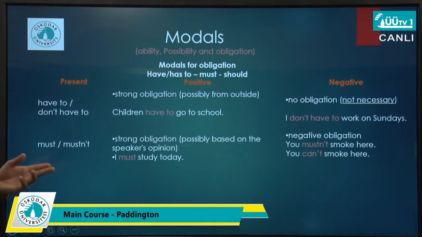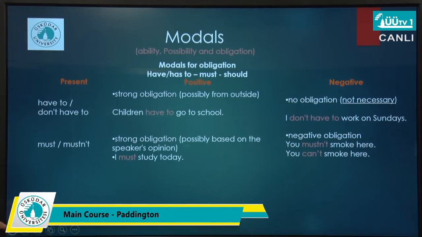And for mustn't, it is totally different. The same pressure that we had for must in positive happens in mustn't or must not in negative. So when you are not allowed to do something or it is forbidden, we use mustn't, negative obligation. I repeat, you mustn't smoke here. And in common speaking these days, instead of mustn't, they use can't. They say, you can't smoke here.